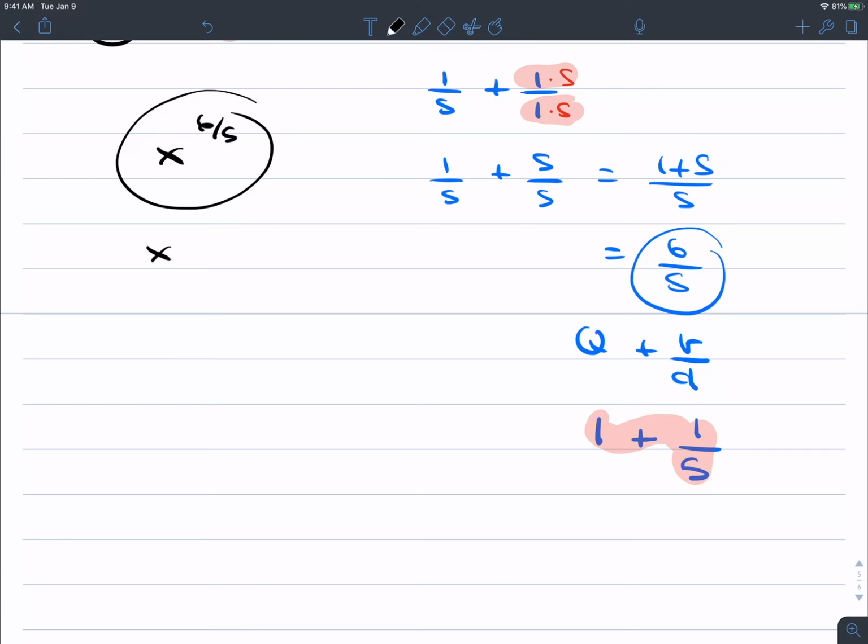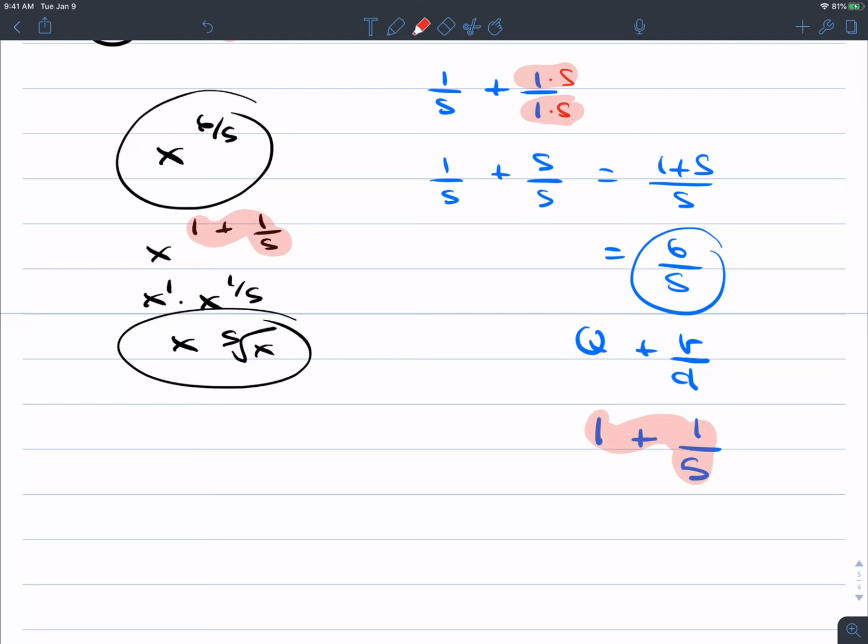So we have x to the 1 plus 1/5, which is x to the first power times x to the 1/5 power, or really x times the fifth root of what? X. Because we're going to use this power here of 1 plus what? 1/5, we're going to use the mixed number version and our property again. So we have a simplified radical form here. Okay, so that's actually simplified now.